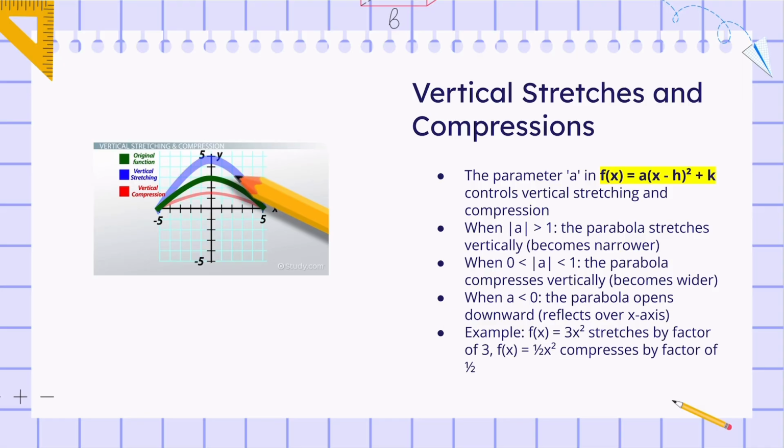So for example, if we think about f(x) = 3x², well, that 3 beside the x², that would represent the a value since it's outside a bracket. And that would mean that the graph is vertically stretched by a factor of 3. But by the same understanding, if we have the function f(x) = ½x², then that would mean your graph is vertically compressed by a factor of 1/2.